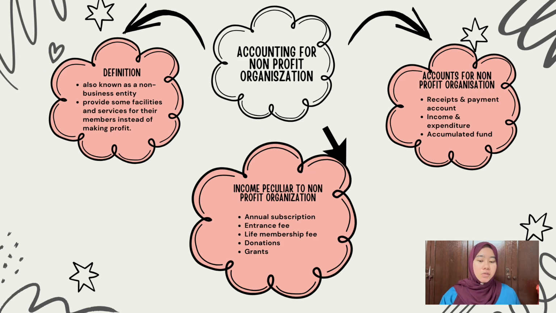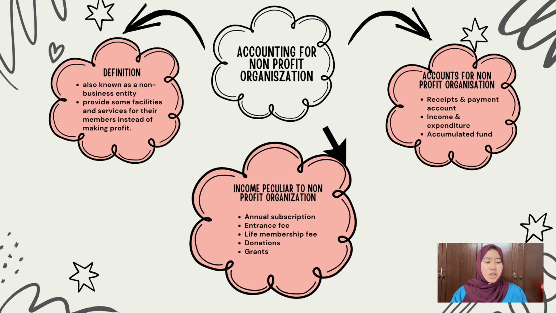Next, we have accounting for non-profit organizations. So what is accounting for a non-profit organization? It is also known as a non-business entity, and it provides facilities and services for its members instead of making profit. So what are the examples of accounting for non-profit organizations? We have the receipts and payments account, income and expenditure account, and also accumulated fund.